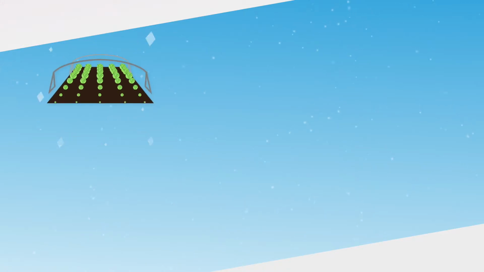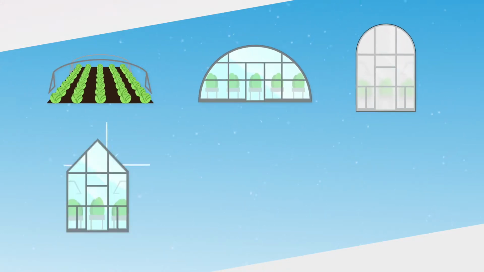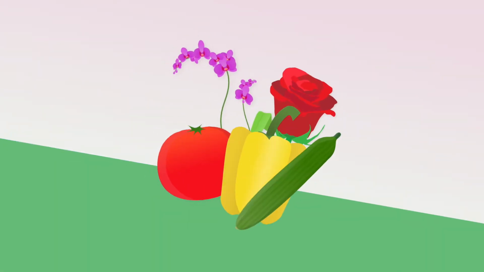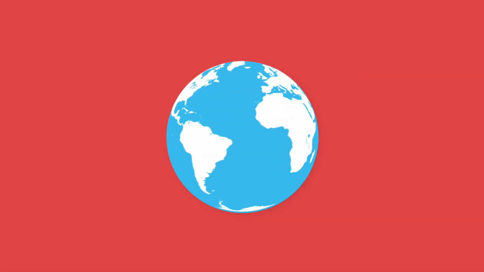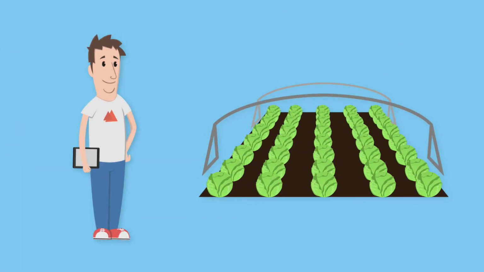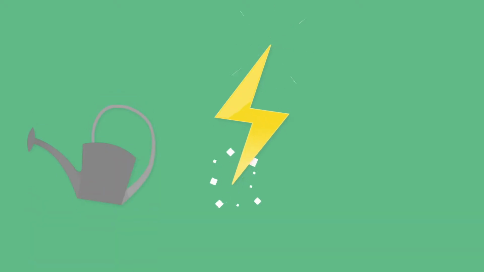Whether you have an open field, a tunnel, plastic, glass, shade, or solar greenhouse, iSii is suitable for all types of cultivation anywhere in the world. As a grower, you want to produce a healthy crop with high yields, right? With, of course, preferably a minimum use of water, energy, and fertilizer throughout the whole year.